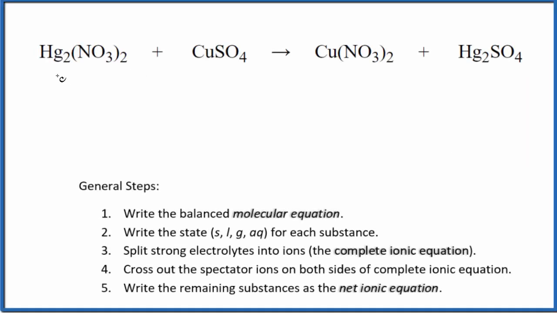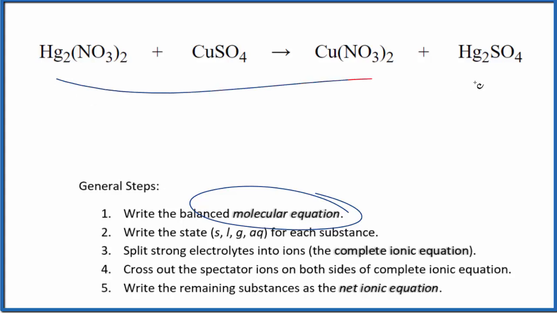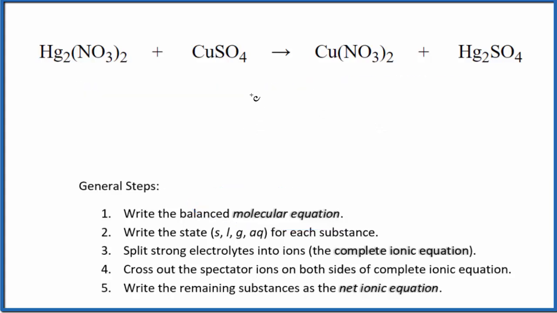Let's balance the net ionic equation for mercury(I) nitrate plus copper(II) sulfate. The first thing we need to do is balance the molecular equation. This is the molecular equation here. So it looks like this equation is already balanced. It's kind of nice. Next, we can write the state for each substance.